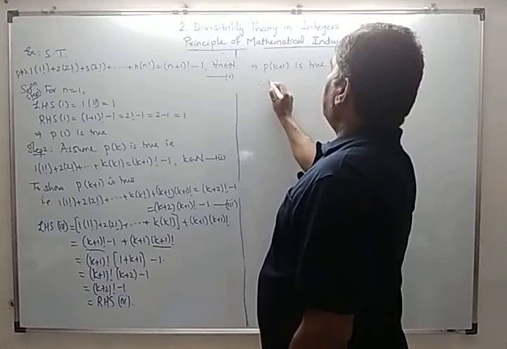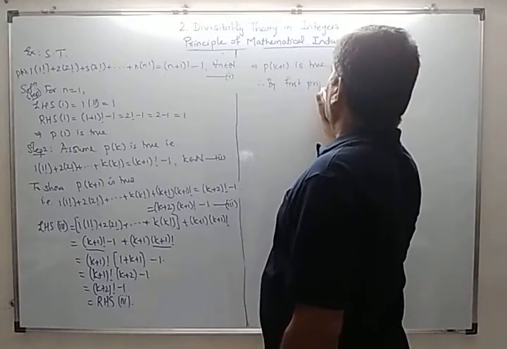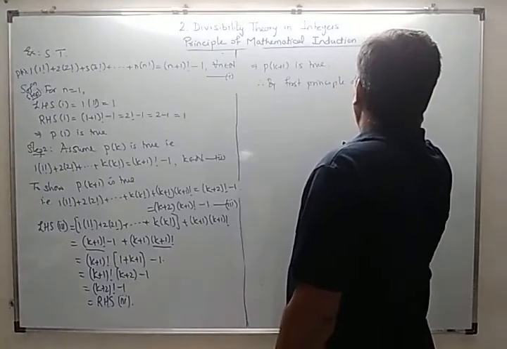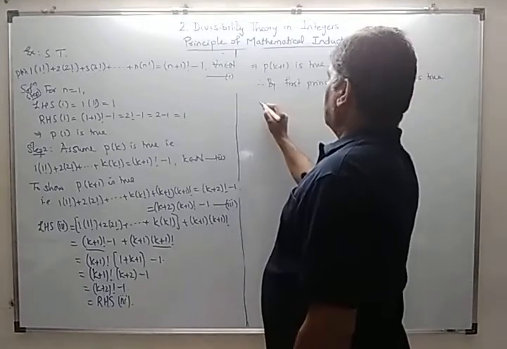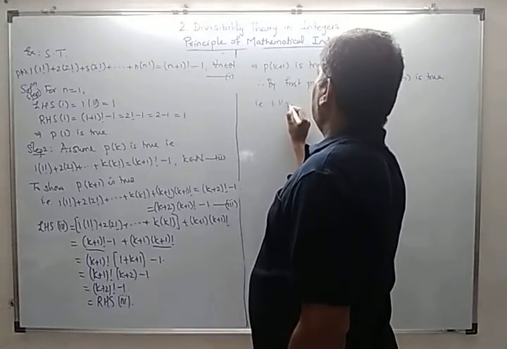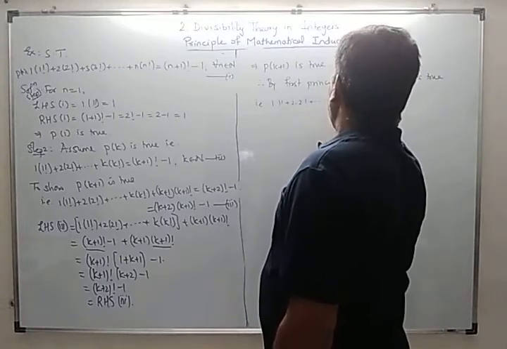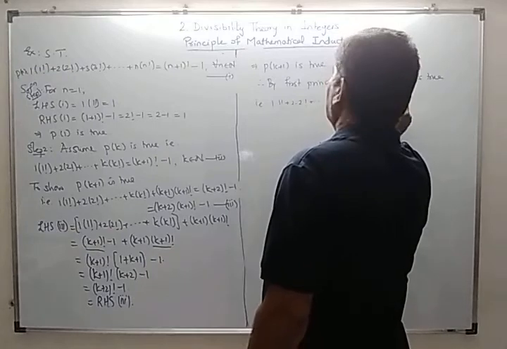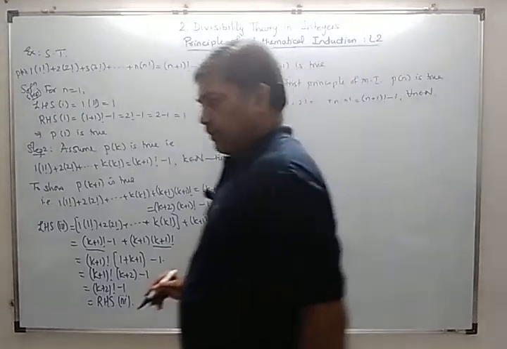And therefore, by the principle of mathematical induction, by first principle of mathematical induction, Pn is true. That is, 1 into 1 factorial plus 2 into 2 factorial plus and so on, up to n into n factorial is equal to n plus 1 factorial minus 1 for any n belongs to N.